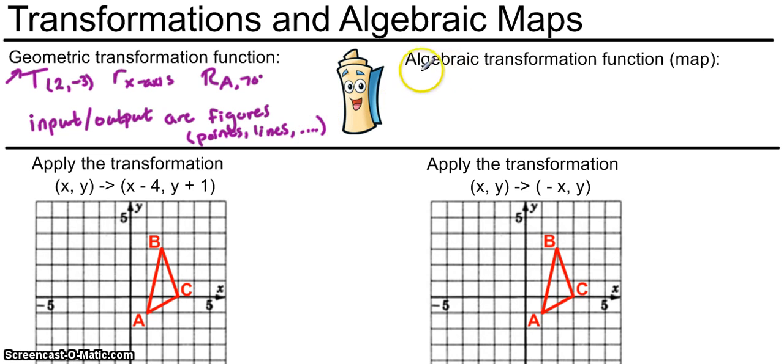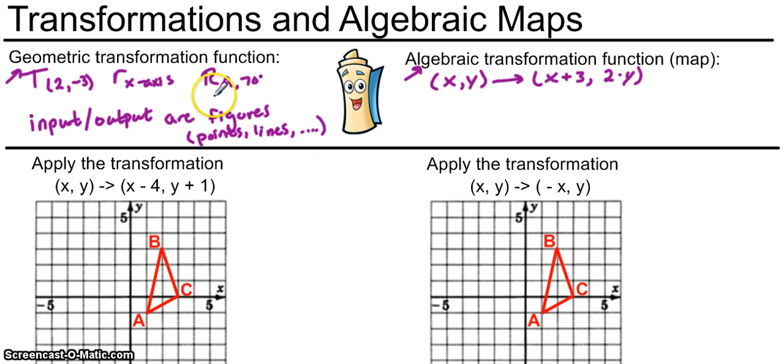On the other hand, in this video I'll talk about algebraic transformation functions. Now these are functions that look like this. We take a coordinate, x, comma, y, and we're going to do something to that. Maybe we will take one of the coordinates and add a certain number. Maybe we'll take another coordinate and multiply by a certain number. Maybe 2 times y. Okay? But in any case, the input and output here aren't figures.